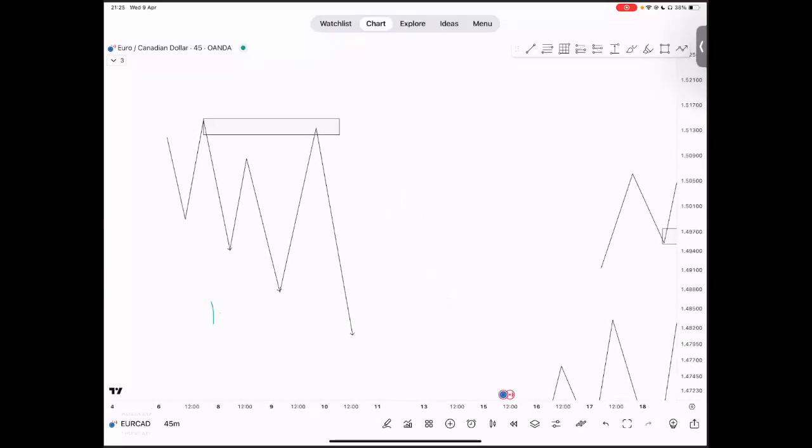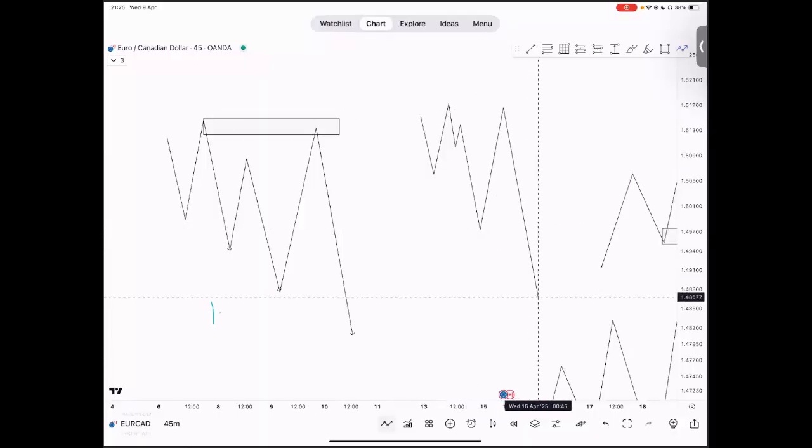And the second one, whereby price does something like this, it sweeps a high, then does something like this, whereby it creates a level of inducement before actually breaking out of that high, making this a probable zone to sell from.